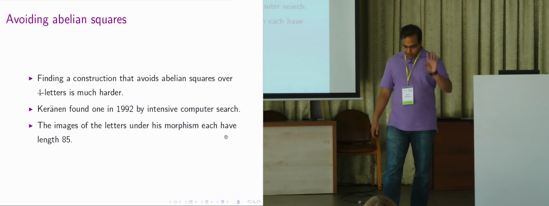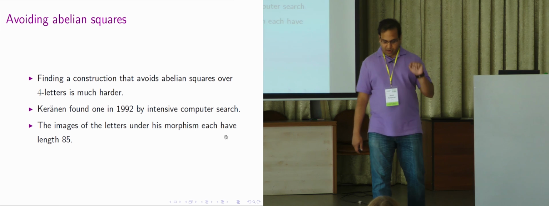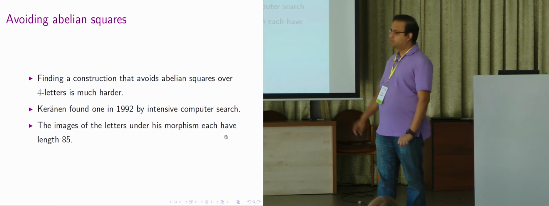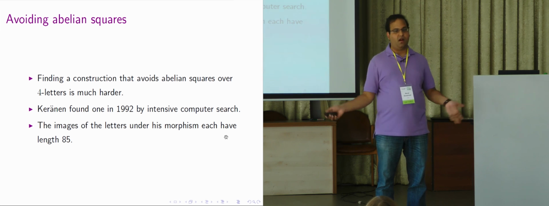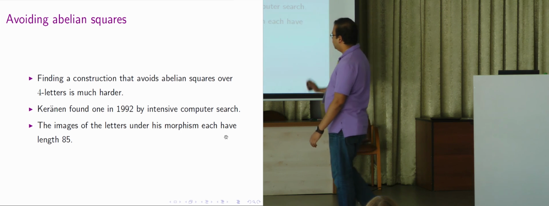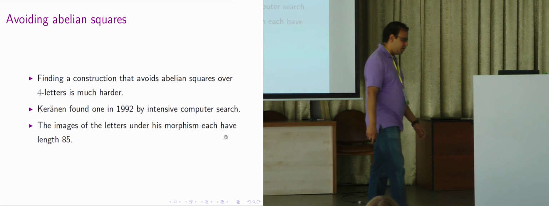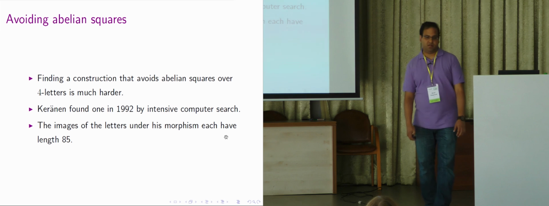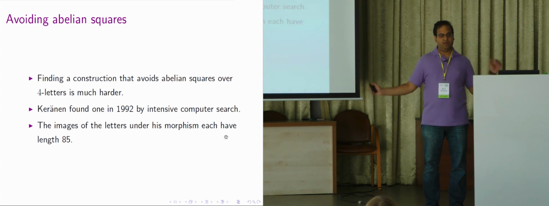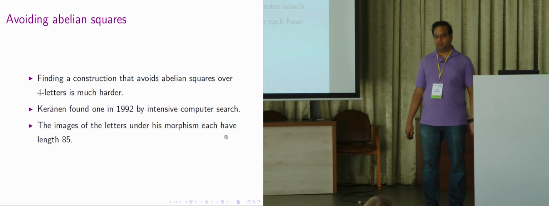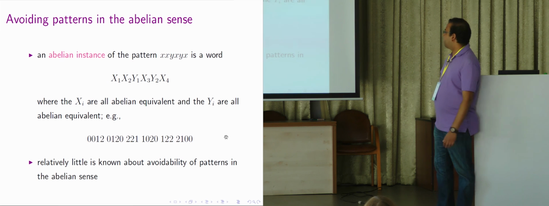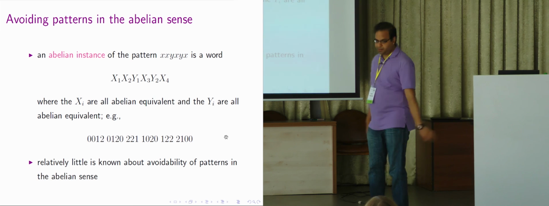So that worked for abelian squares, abelian fourth powers, abelian cubes. Like I said, for abelian squares, somehow this is very hard. And I told you already that Keränen's construction uses this huge morphism that he found by some very long computer calculations.